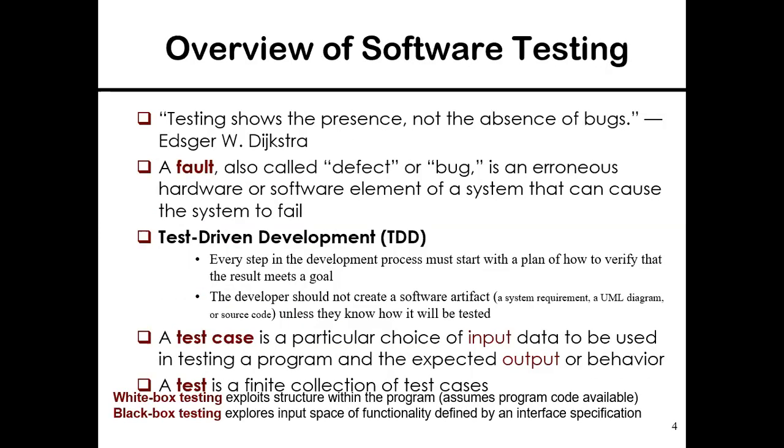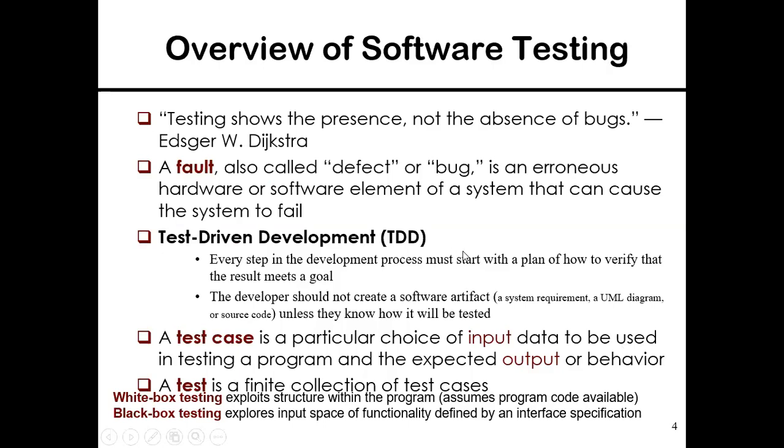So testing shows the presence and not the absence of bugs. So testing shows the presence and not the absence of what? Bugs. So when you're testing, you're not actually trying to show that you have no faults, you have no bugs, but no, you're testing to show that there is a presence of bugs. A fault, also called defect or bug, is an erroneous hardware software element of a system that can cause system failure. So a test case, so we have test-driven development.